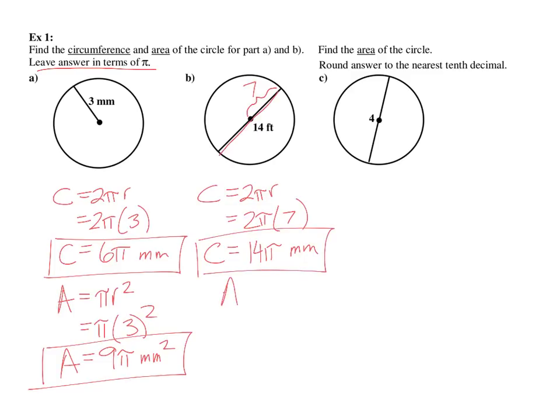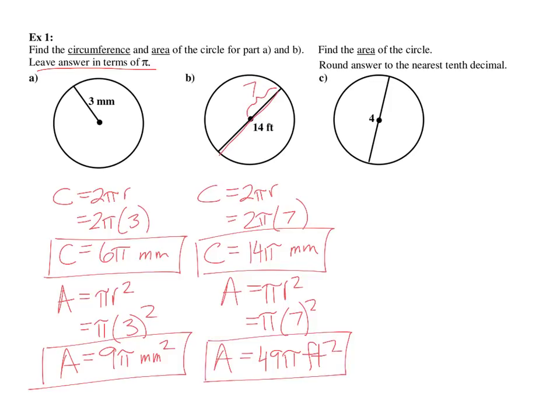Then I have the area, which is equal to pi r squared, and r is 7. So I end up with 49 pi for my area. It's going to be feet squared. I just realized I wrote millimeters before, so let me erase that real quick. And then we got feet.